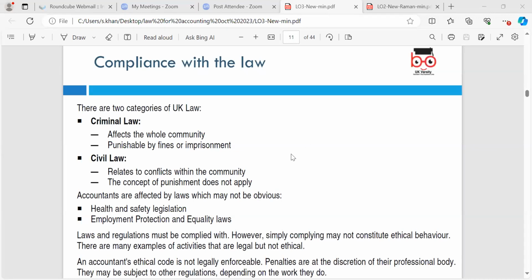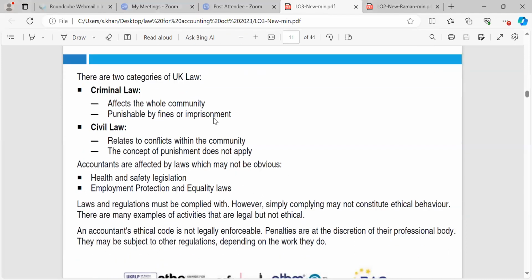So we've got compliance with the law. There are two categories of UK law. Criminal law affects the whole community and is punishable by fines or imprisonment. Civil law relates to conflicts within the community. The concept of punishment does not apply, so within civil law you'll get compensation or a fine or anything like that.